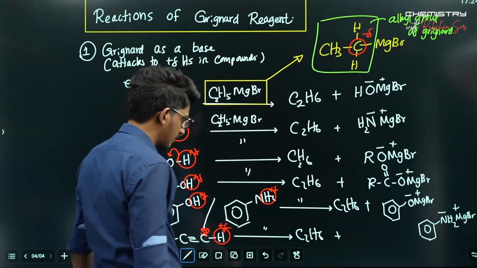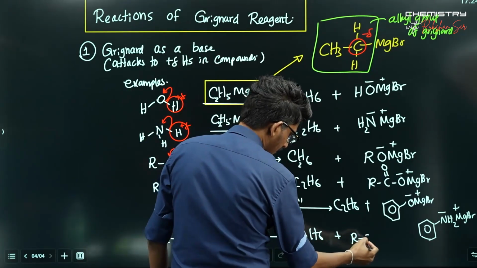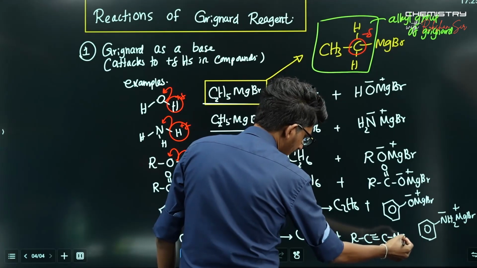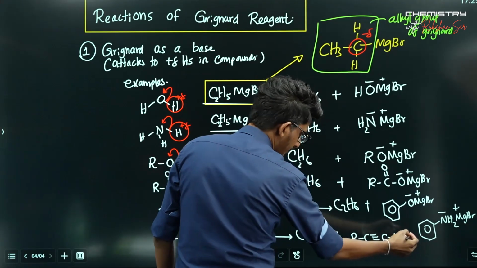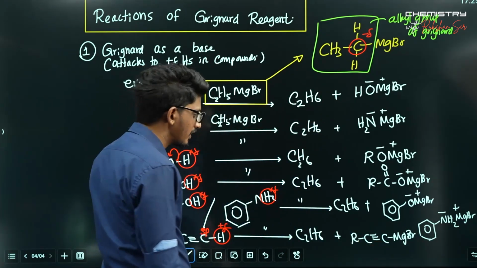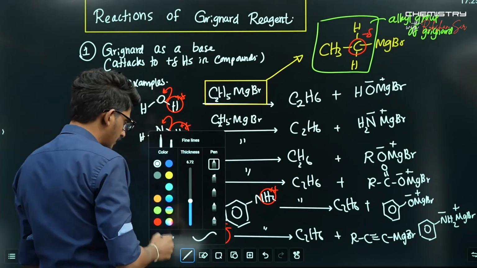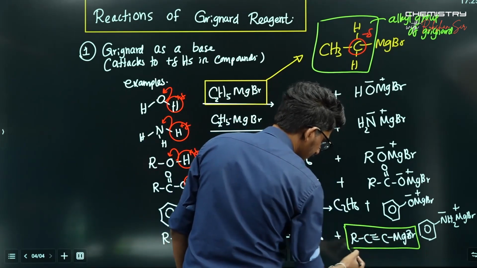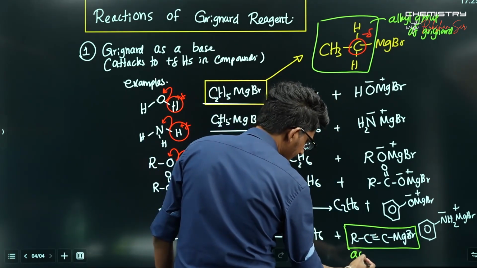What about this one? This will produce some special compound referred to as the acetylene Grignard. It is very special, referred to as the acetylene Grignard.